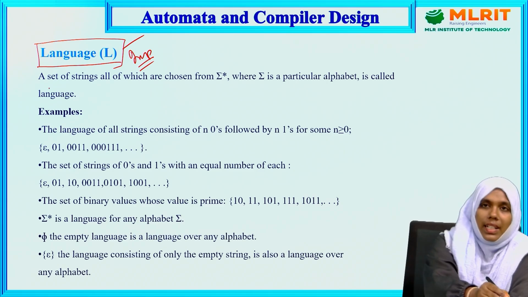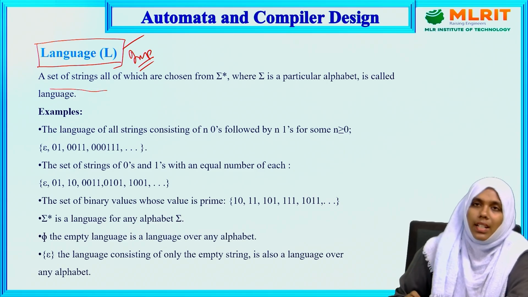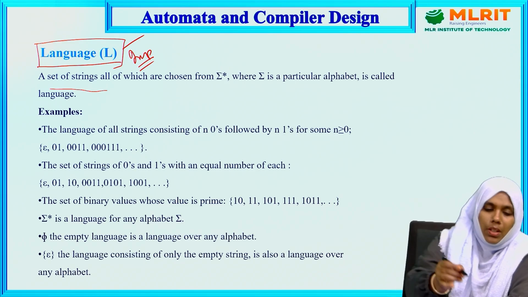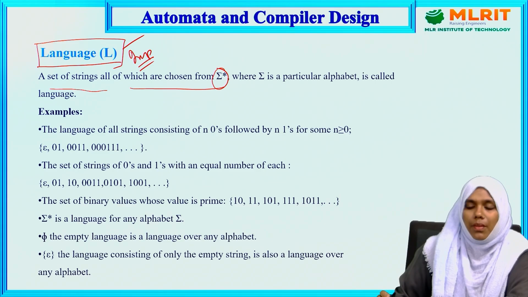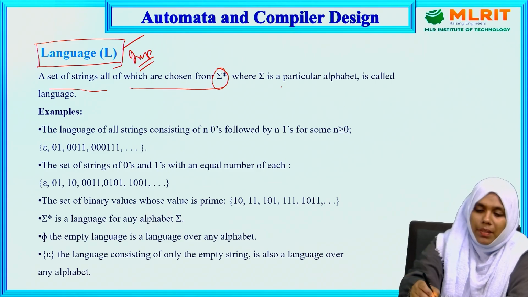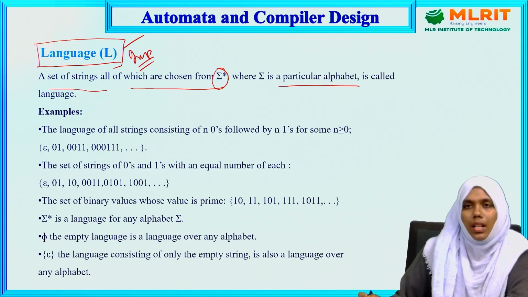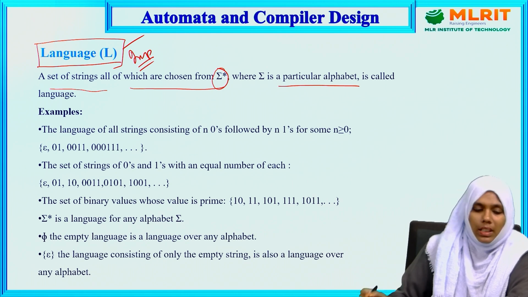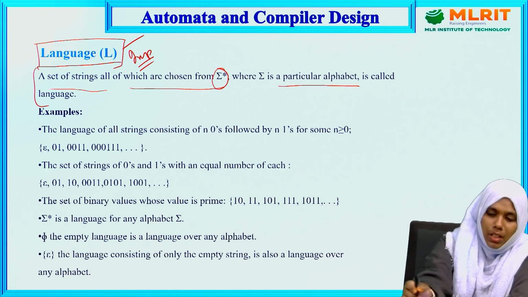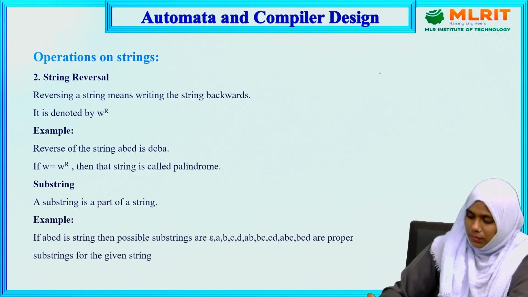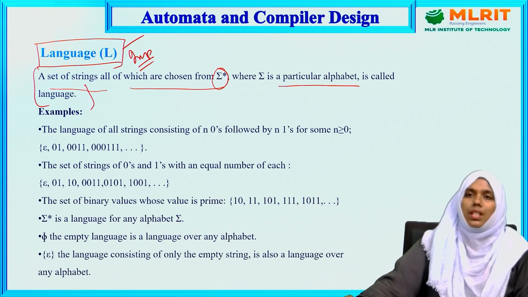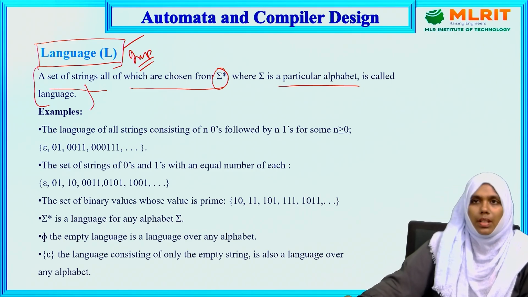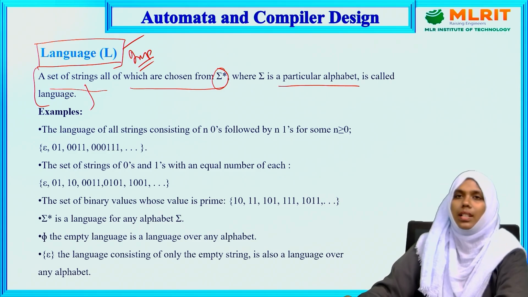A language is a set of strings. A language is a set of strings chosen from sigma power star, where sigma, as we already discussed, is the alphabet. So this is the definition of a language: a set of strings chosen from sigma power star, where sigma is the alphabet.